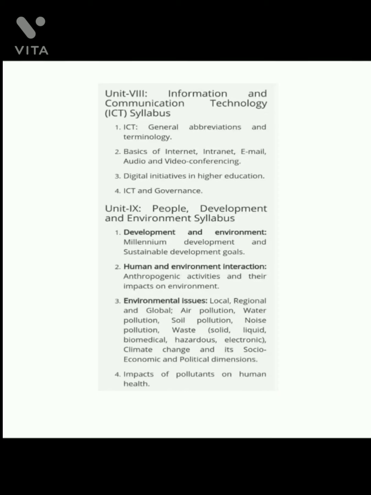Then if we speak about the 8th unit, it is all about the role of ICT, information and communication technology. What is the role of information and communication technology in higher studies? How to use it, and what are the different abbreviations? What is the terminology in ICT? Here we will study the basics of internet, intranet, email, audio and video conferencing. This is the era of internet, so definitely from this we will get very important questions.